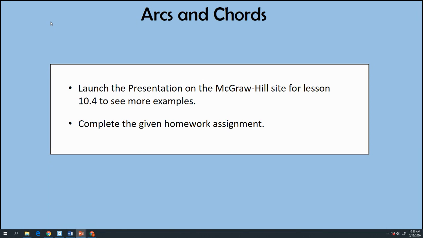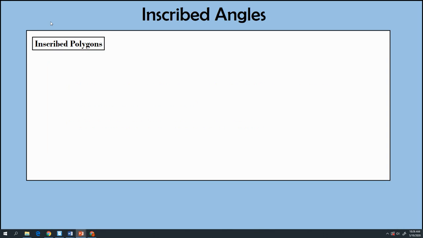Right, we're going to do a second day of arcs and chords. We're going to continue with some of the same questions you had last night, but we're also going to add to it inscribing within a circle triangles and quadrilaterals and look at some properties that go with those.